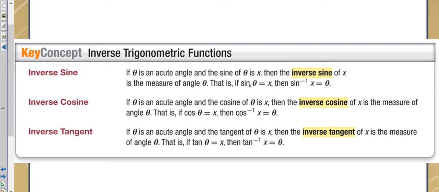So if you have sine theta equals some x value, and you're looking for what the angle is, then to find theta you would just do sine inverse. That's how you get rid of a sine. You can't just divide out a sine without taking the angle, so you do the inverse. That's what cancels these out. So we do have inverses to find angles.